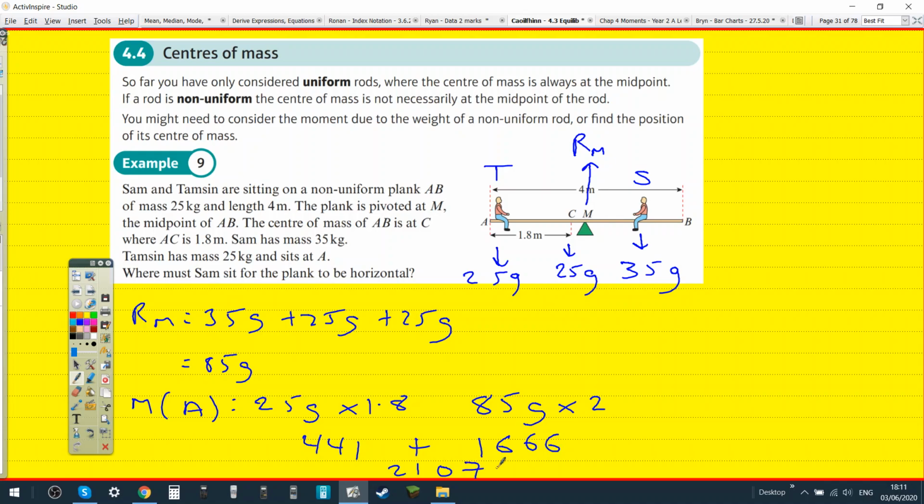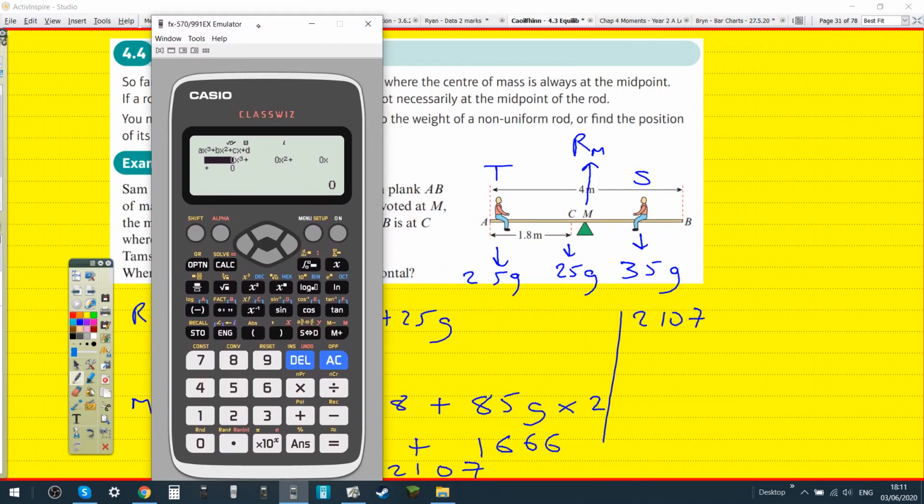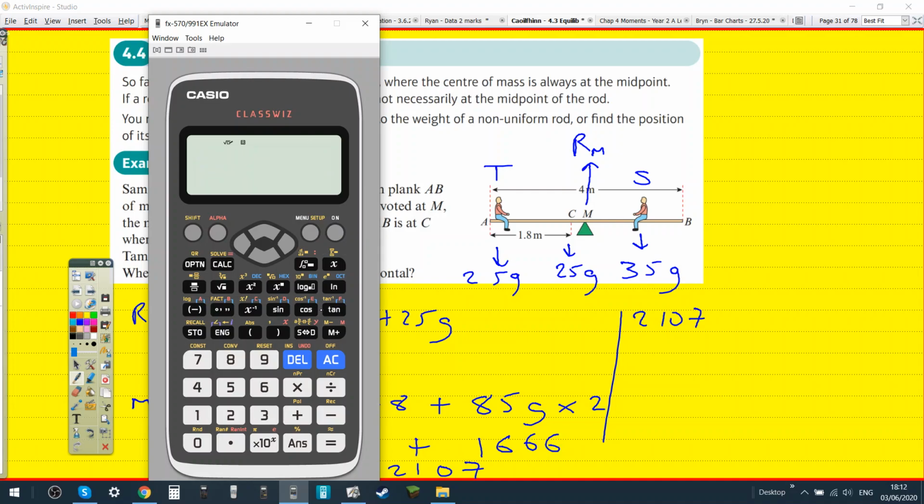So now, if Sam's force has to be equal to that, just his, then 2107 equals 35g times d. So then if we do 2107 divided by 35 times 9.8, then we get 43 over 7. So you tell me when you think you have a final answer. Let me just check. I think it's 43 over 7, which is a decimal number, 6.14.